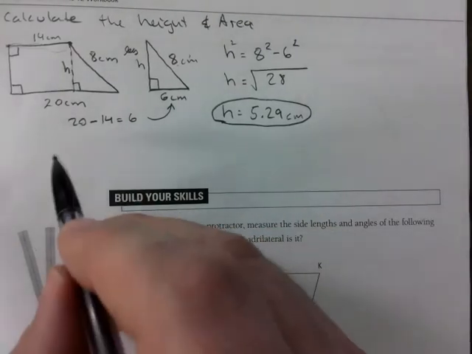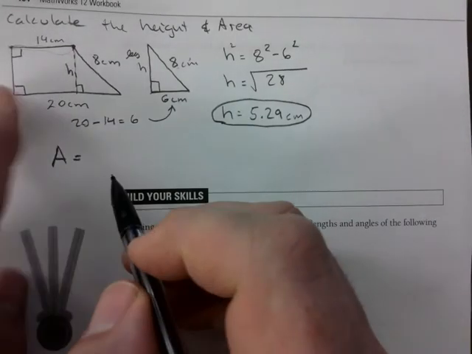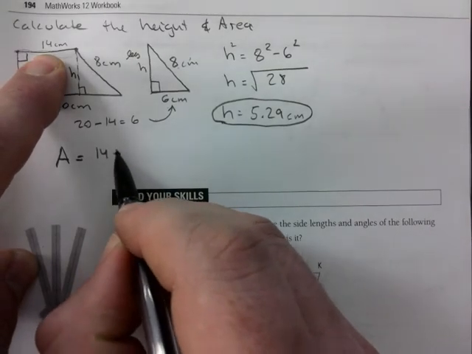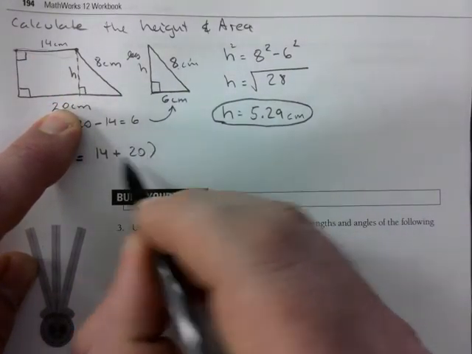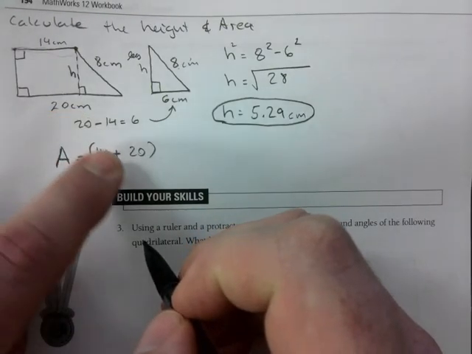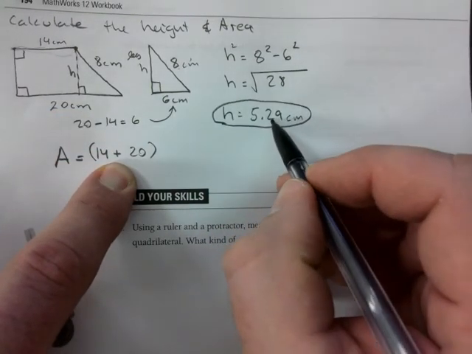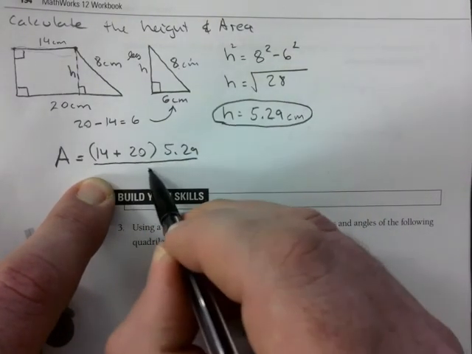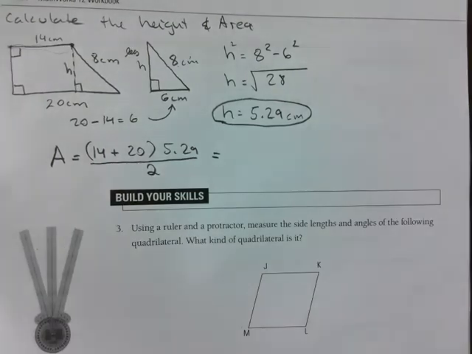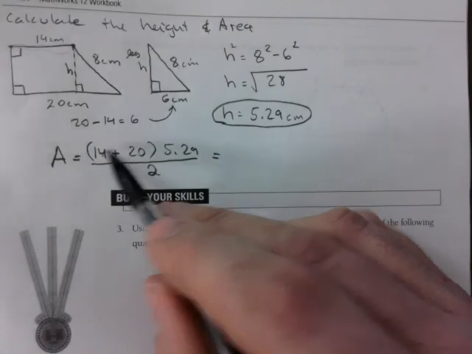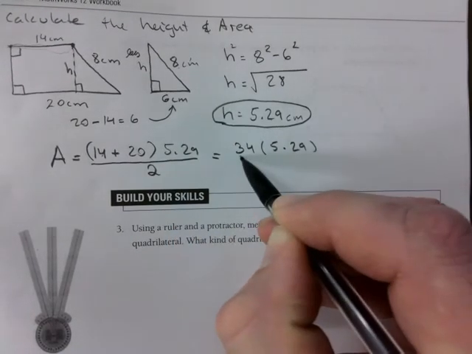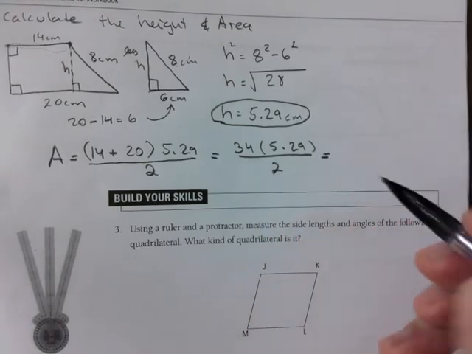And then I will find the area. It's a trapezoid. Same formula: you take the top, you add the bottom, put that in brackets. That gets multiplied by the height, and then divided by 2 at the end. You always divide at the end. Deal with what's happening up top. So 14 and 20, that's 34, times 5.29. Divide that by 2.